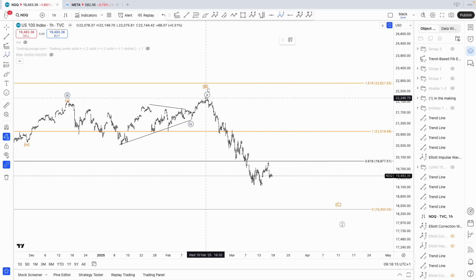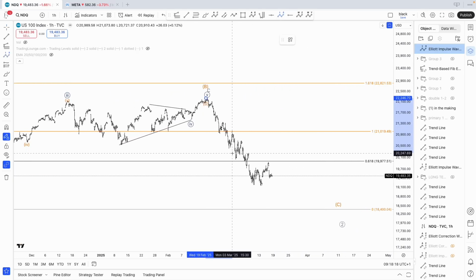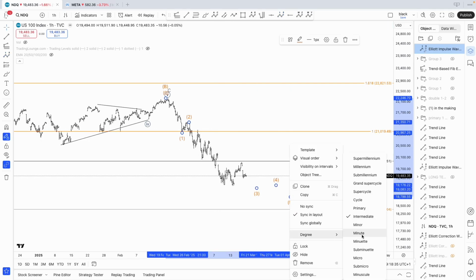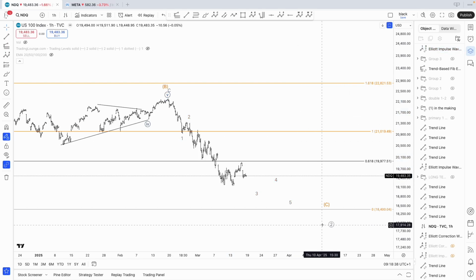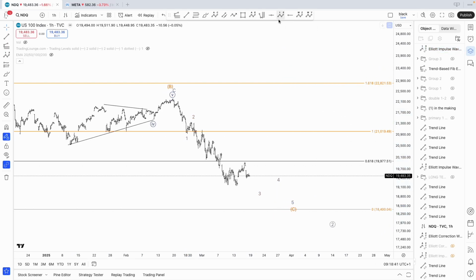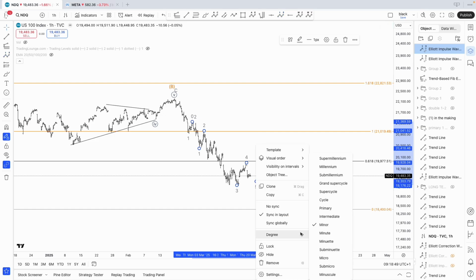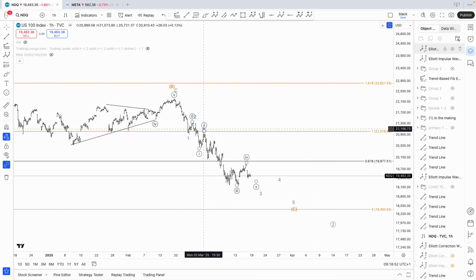So here, let's see. 1, 2, 3, 4, 5. 1, 2, 1, 2, 1, 2, 3, 4. It's nasty. So if I place 1 and 2, 1, 2, 1, 2, 3, 4. Could it be? Remember it's a wave C, right? So it can always be an anti-diagonal. Let's keep that in mind. 1, 2, 1, 2, 3, 4, 5, 3, 4, 5. Let's see, maybe I'm missing one. 1, 2, 1, 2, 3, 4, 5, 3, 4, 5. Yes.